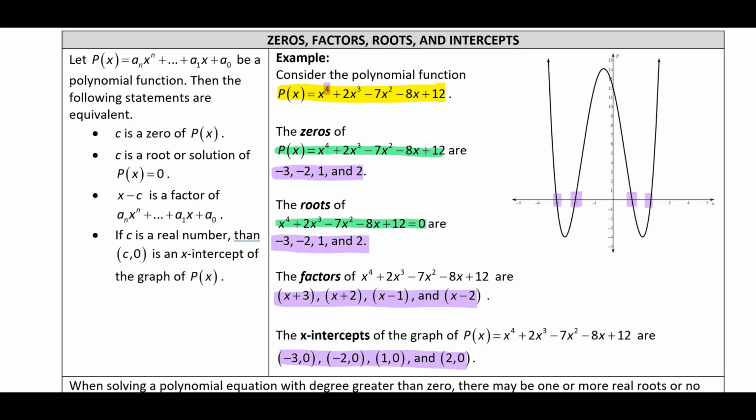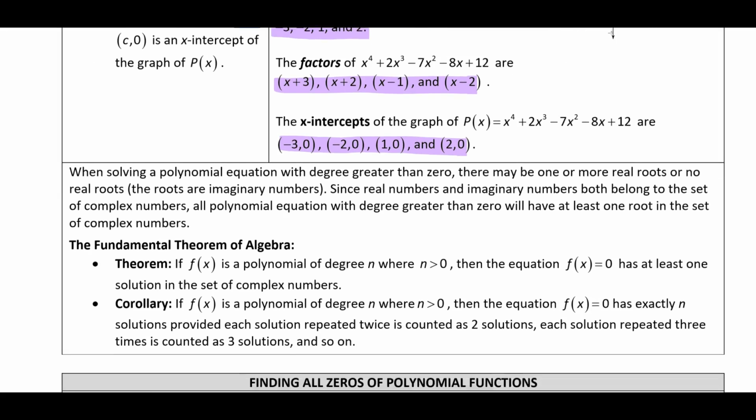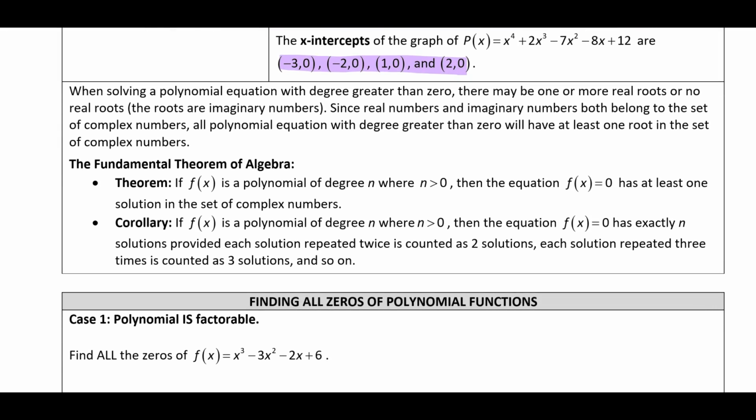So what that means is if I was to factor this polynomial, these factors would give me these roots, which correspond to the zeros. So these things are all interconnected, and it becomes very important as we start solving more complex polynomials. So when I talked about there being 4 solutions to this polynomial, that comes from what's called the fundamental theorem of algebra.